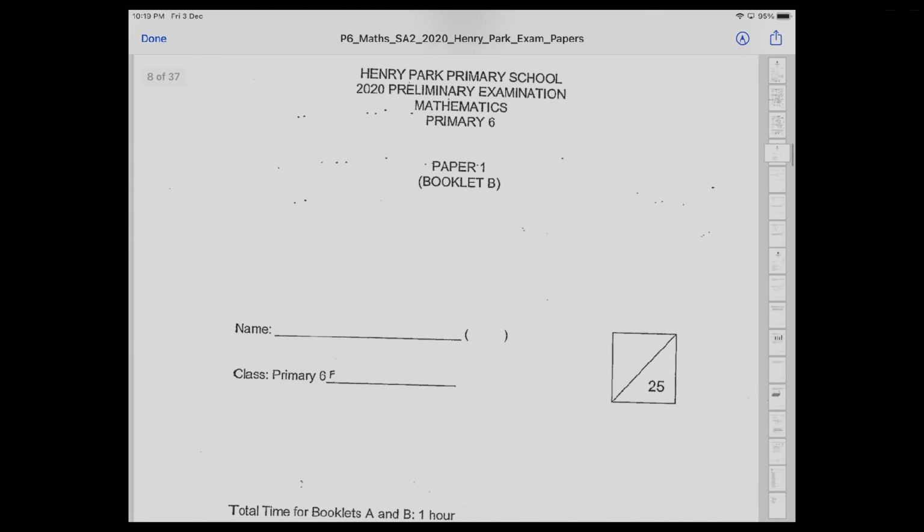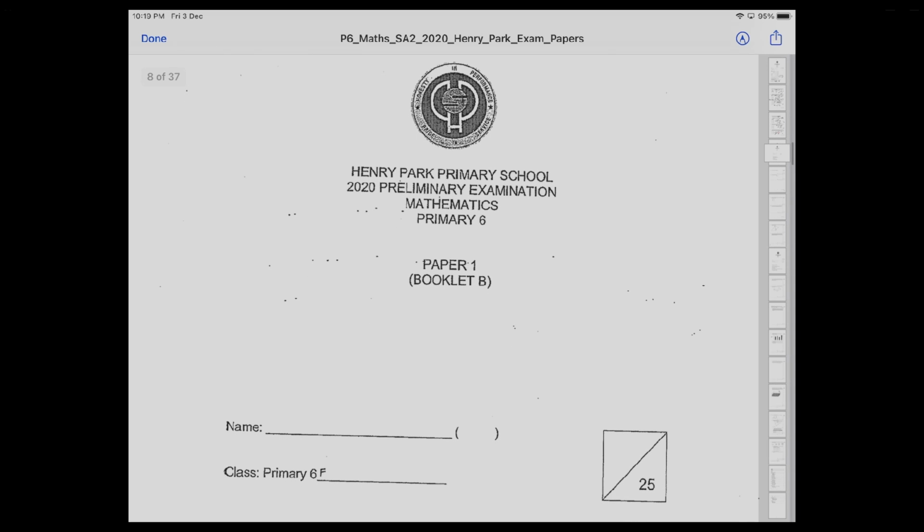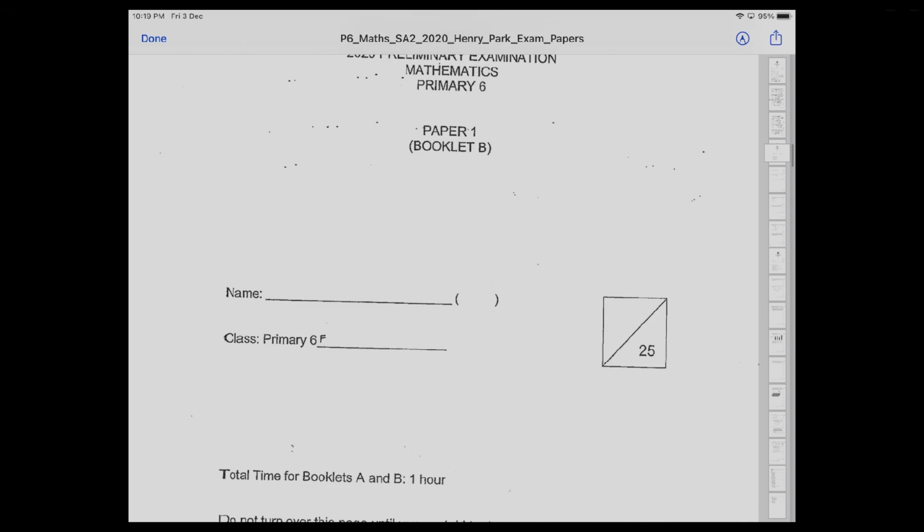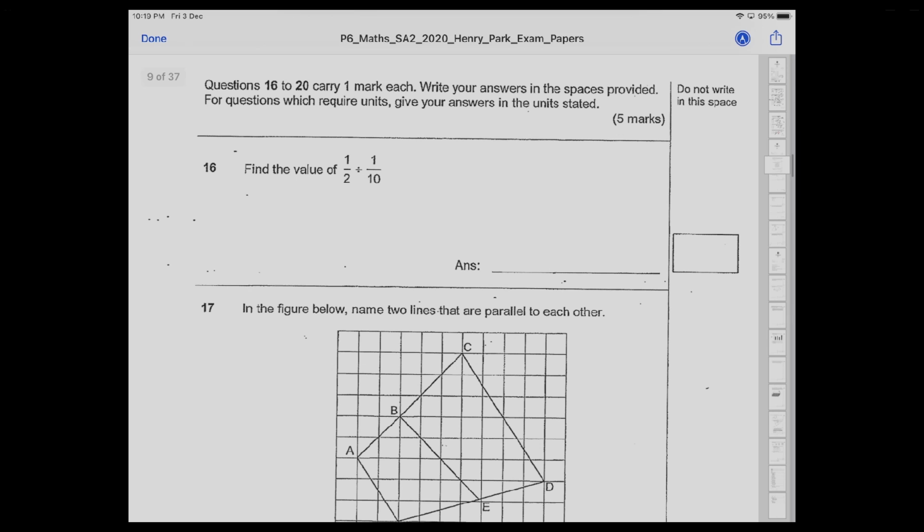Let's look at question 16. Oh, sorry, there's no question 16. We've already moved on to booklet B. That's great. Let's see. Alright, question 16.